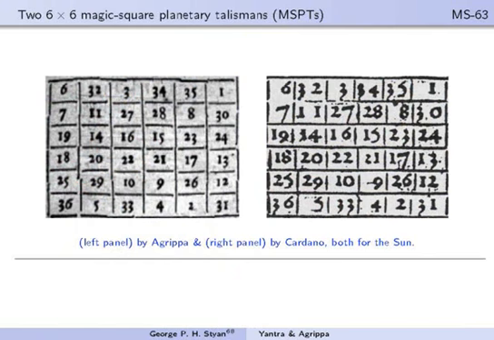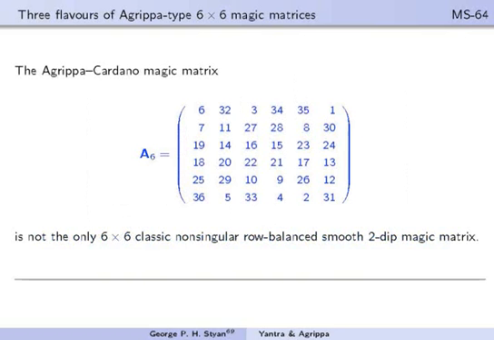Here are the two 6x6 magic square planetary talismans, or MSPTs, by Agrippa and Cardano, both for the Sun. Here is the matrix, and we believe it to be not the only 6x6 classic non-singular row-balanced smooth two-dip magic matrix.